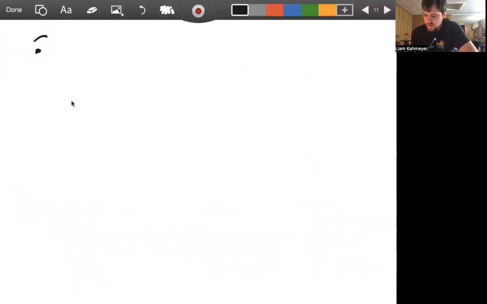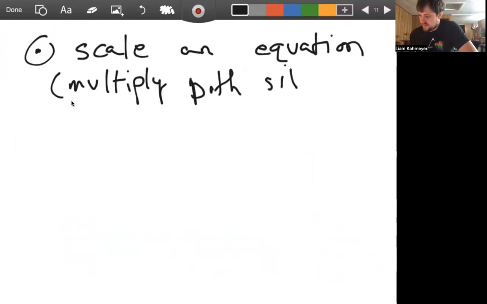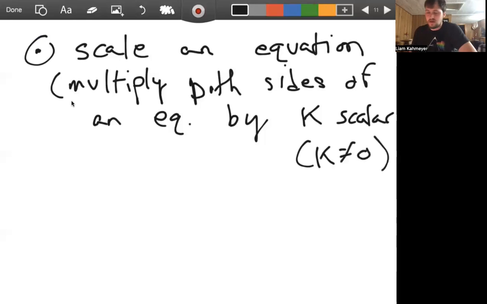Something else we can do is scale an equation. This means to multiply both sides of an equation by some number, let's say k, where k is a scalar. And we're going to be looking for k non-zero. If you're not familiar with the term scalar, that basically just means a number, right?